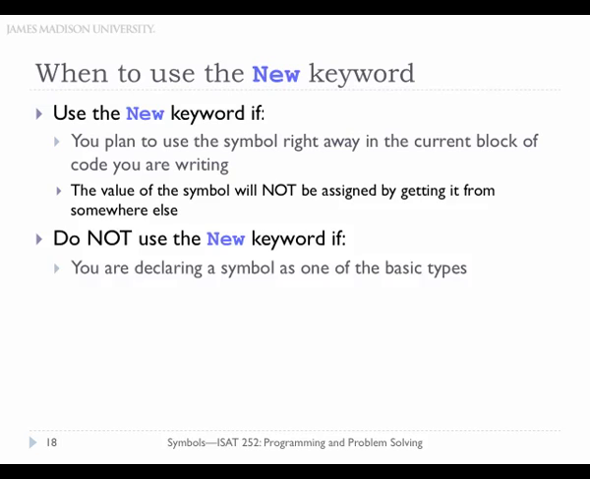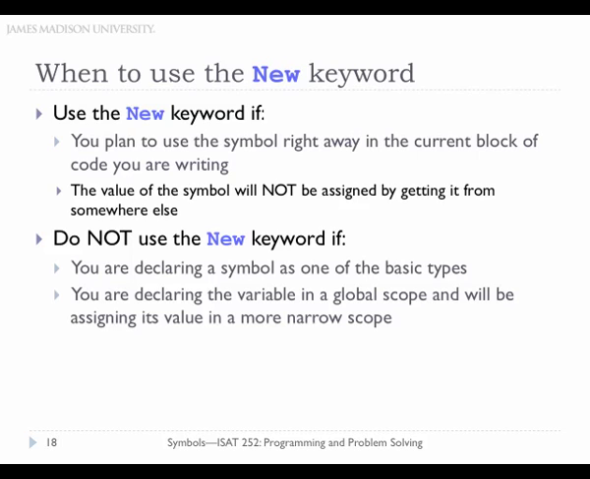Do not use the new keyword if you're declaring a symbol as one of the basic types, so you do not have to use the new keyword for integers, strings, doubles, things like that. And you also don't want to use it if you are declaring the variable in a global scope and will be assigning its value in a more narrow scope. So sometimes you want one of your variables to be available to multiple methods within your class, and so you declare it with a global scope, but then you actually give it a value sometime after the program starts, maybe inside of one of those methods inside of your class, and so in those cases you don't want to use the new keyword when you declare it.